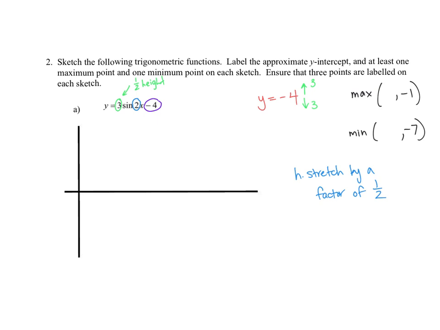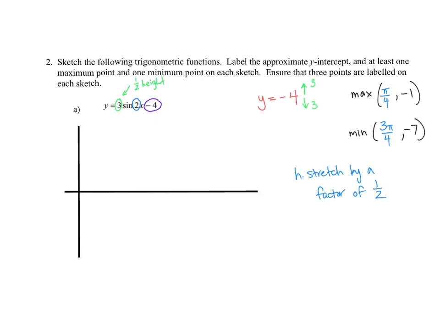If our max used to have a location, think of your base sine curve, it used to have a location at pi by 2. I'm going to cut that in half, and now my max occurs at pi by 4. My minimum used to occur at 3 pi by 2. I cut that in half, and now it's at 3 pi by 4. Okay, so that's how we can find our values of x.